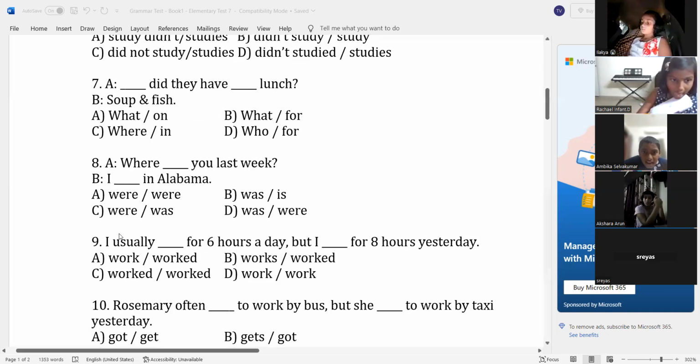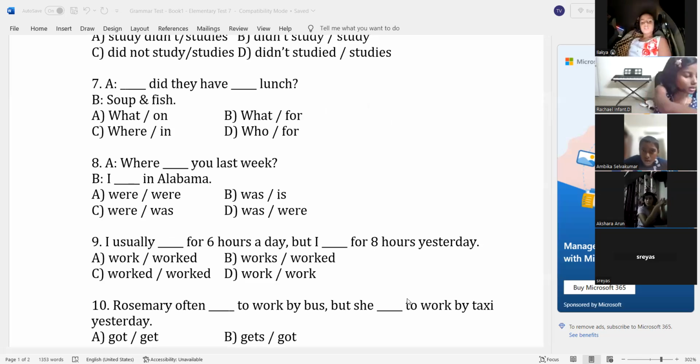Sugar 9. Sugar 9. Sugar 9. Sir, what is the answer for 8-1? C? Yeah, C. Number 9. So once again, sir. So I will once again, sir, I will listen. Right. Yes, sir. I usually.